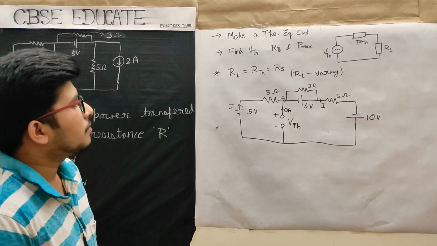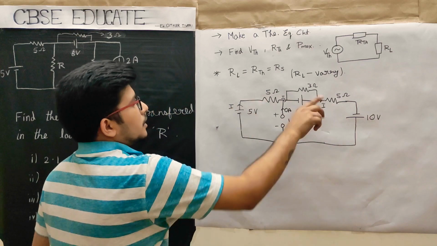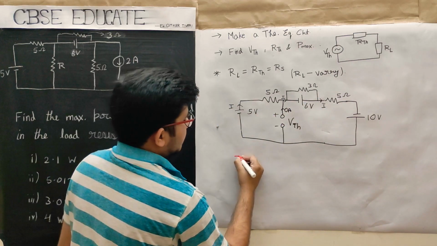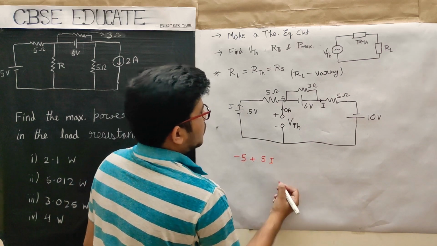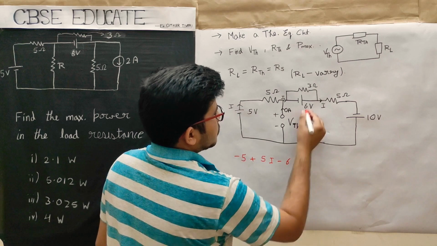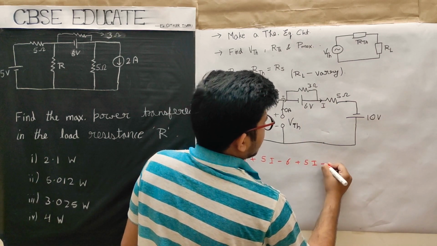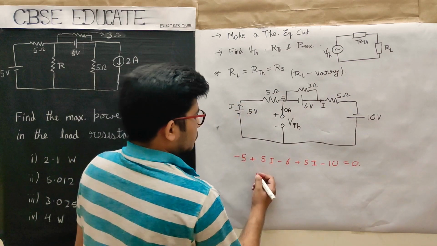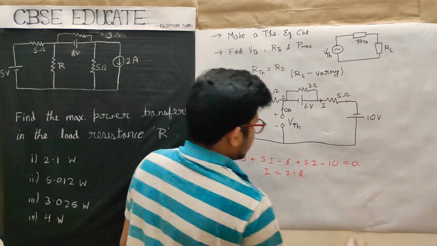Now applying KVL in the bigger loop, I will write minus of 5, plus 5I, minus of 6, plus 5I, minus of 10 is equal to 0. So after calculating, you will get I equal to 2.1 ampere.